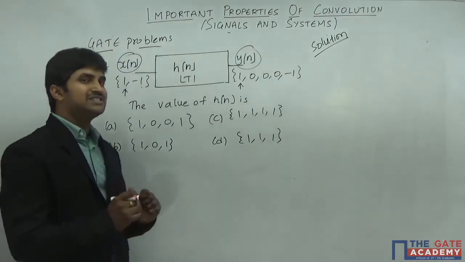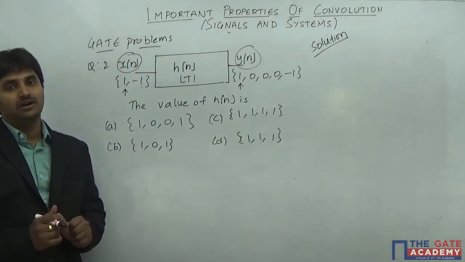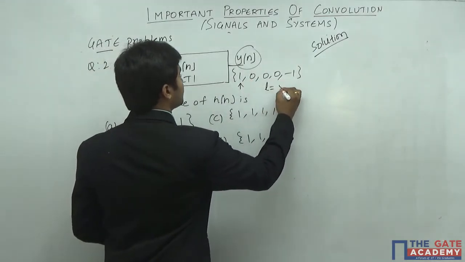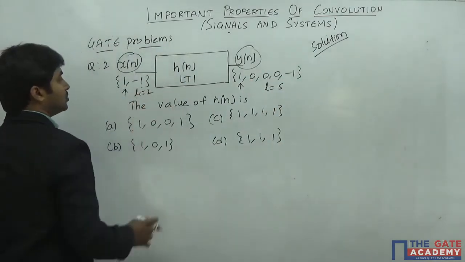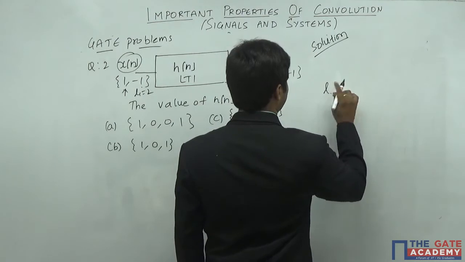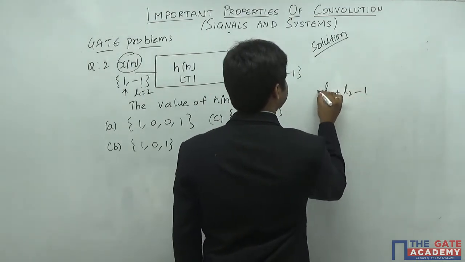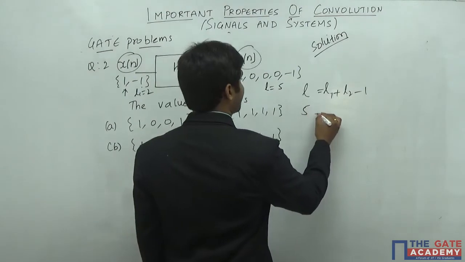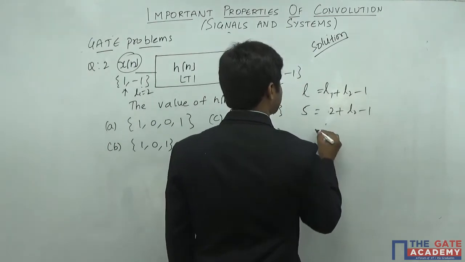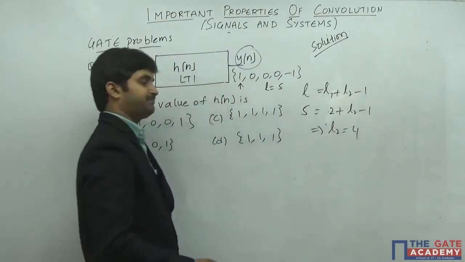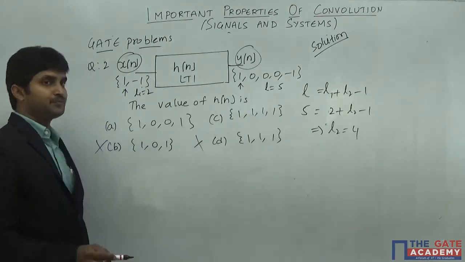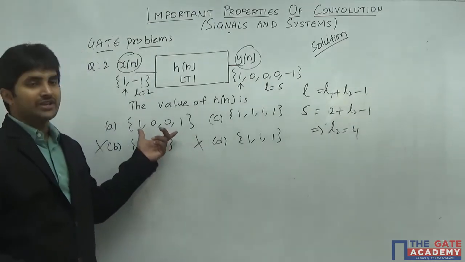Here also, first thing that I can use is the length of the output sequence. See here, the length of the output sequence is 1, 2, 3, 4, 5. So L is equal to 5, L1 is equal to 2. Then what should be the value of L2? We know that L1 plus L2 minus 1 is nothing but L, where L is equal to 5, which is given, and L1 is also given, that is 2, plus L2 minus 1. It means that the value of L2 should be equal to 4. What can we eliminate? We can eliminate option B and option D. And then you can check with any of the sequences.